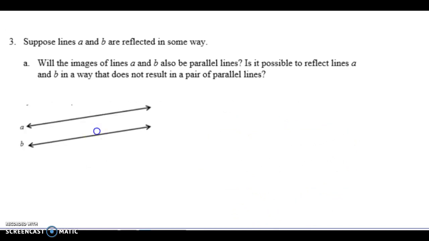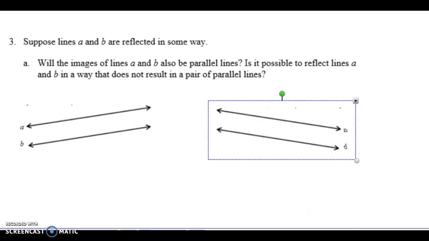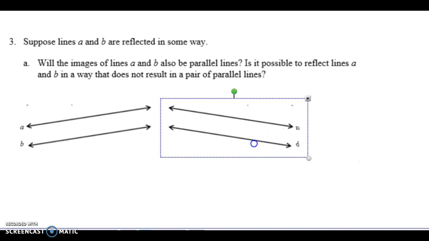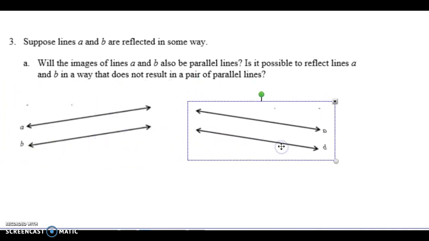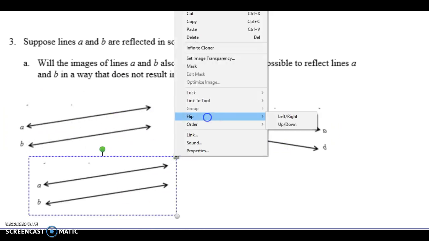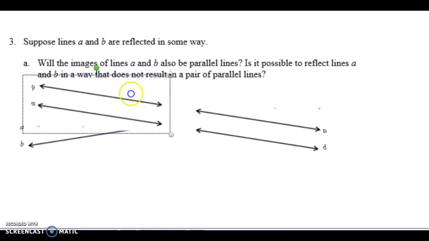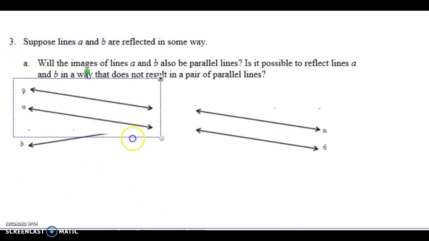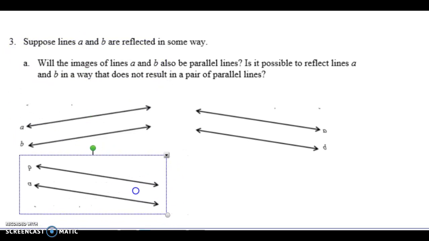And last but certainly not least, we're going to take this and we're going to reflect it. So if we reflect to the left, or if you flipped it over here to the right, whoops, either way, it's not changing that shape. And then if we do it again and we reflect it up and down, there's no way we can reflect this that we're going to get something other than parallel lines.